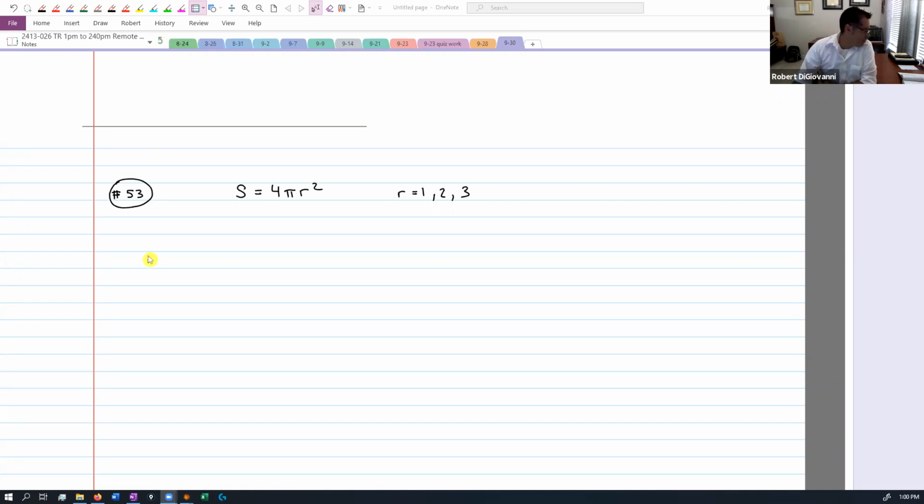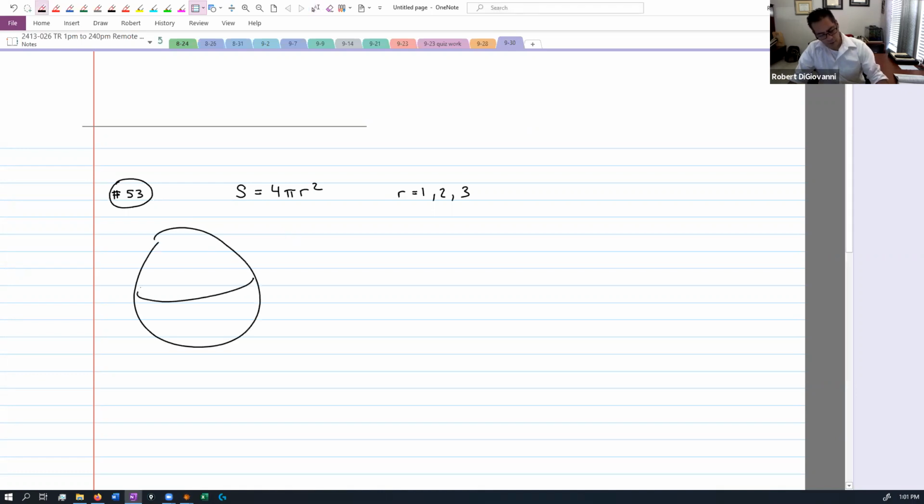There's a problem from 2.3 that a few students have asked me about. It's number 53. It has to do with a spherical balloon, and it asks you to find the rate of increase of the surface area of this balloon. They give you the formula for the surface area of a sphere. So if we have a sphere that has some radius r, then the surface area, a measurement of the area of the outside of it, is given by this formula here.